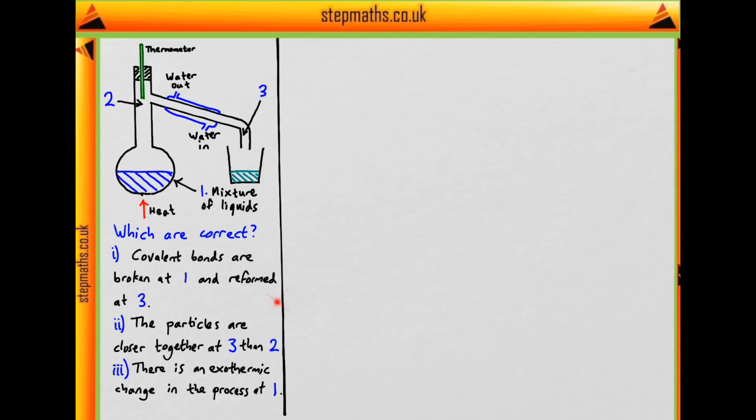So let's look at statement 1 that says covalent bonds are broken at 1 and reformed at 3. Is this correct? Well, let's take a look. So at 1, we've got a mixture of liquids that we're heating, so clearly that's evaporating into a gas, and at 3, the gas is being condensed by this cold water back into the liquid. So have covalent bonds broken and reformed?